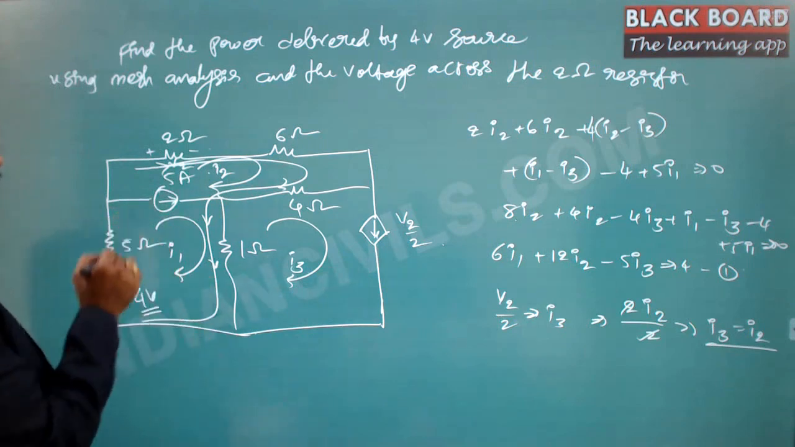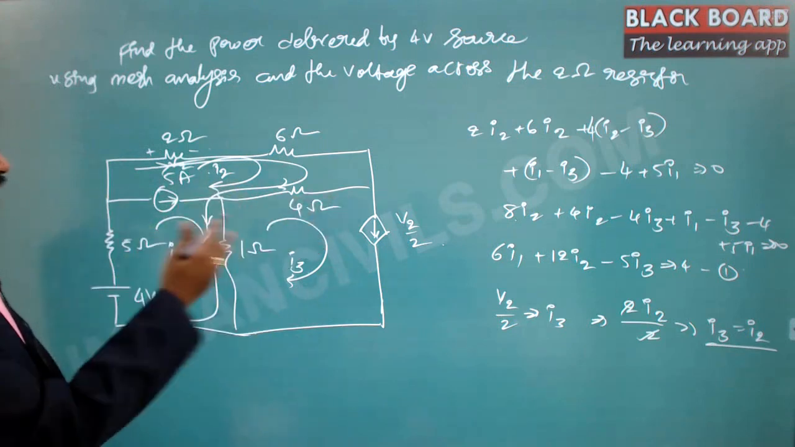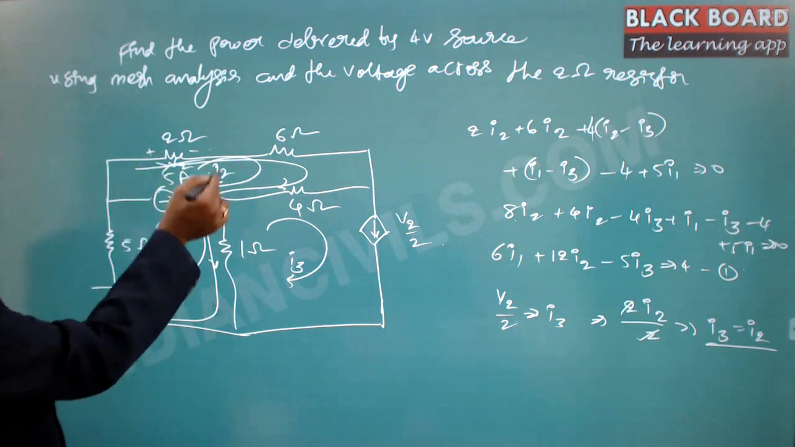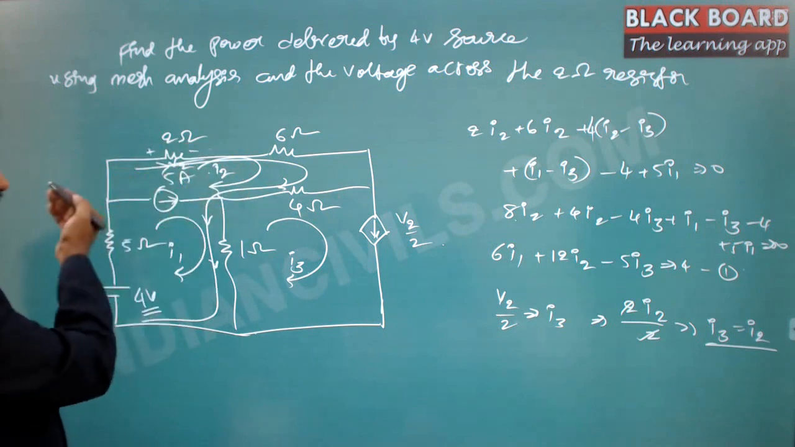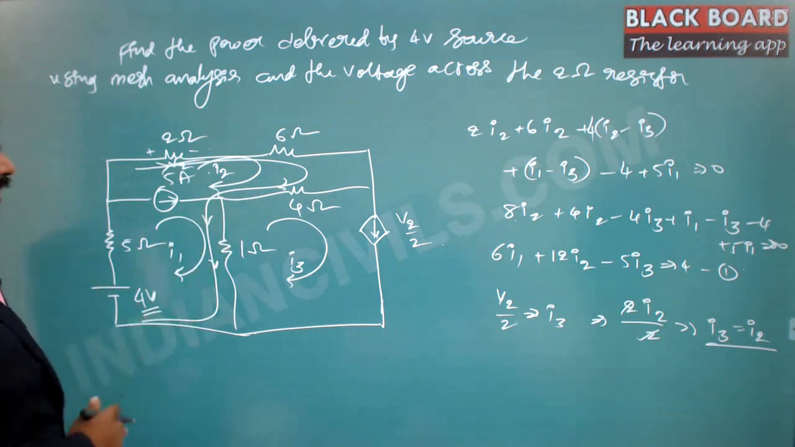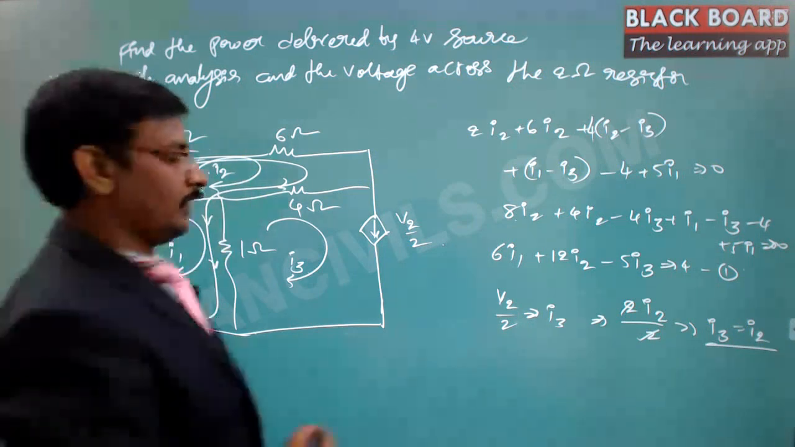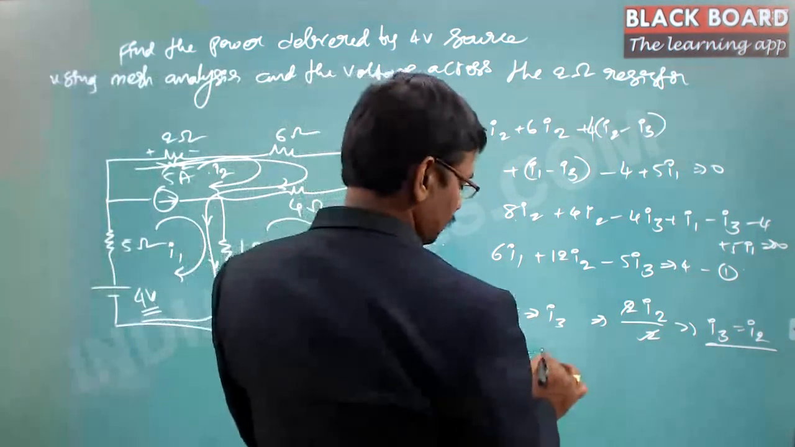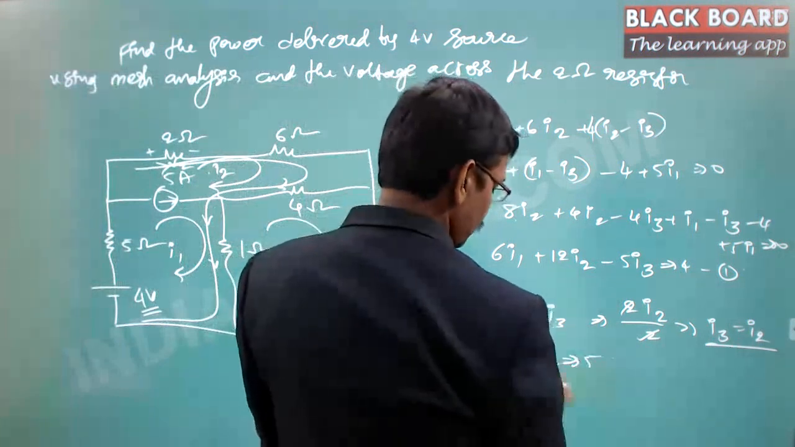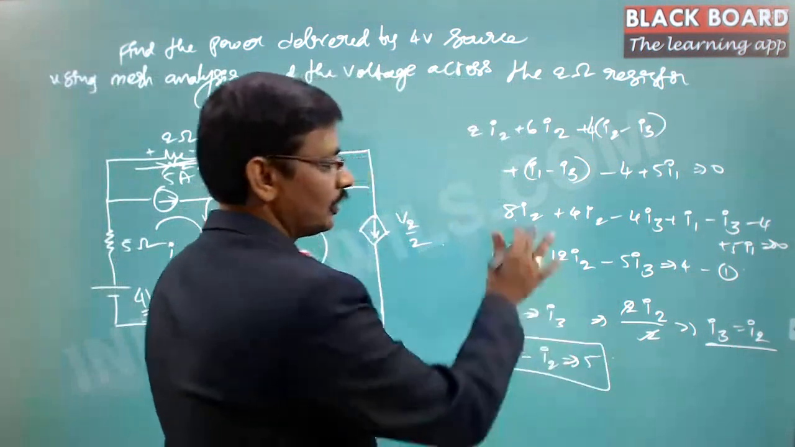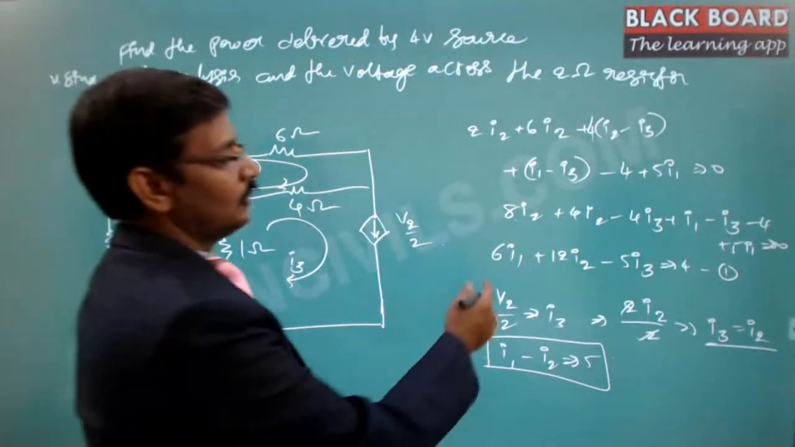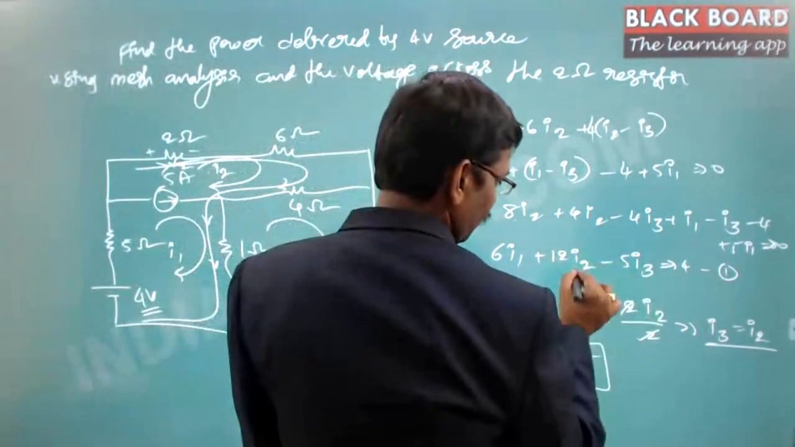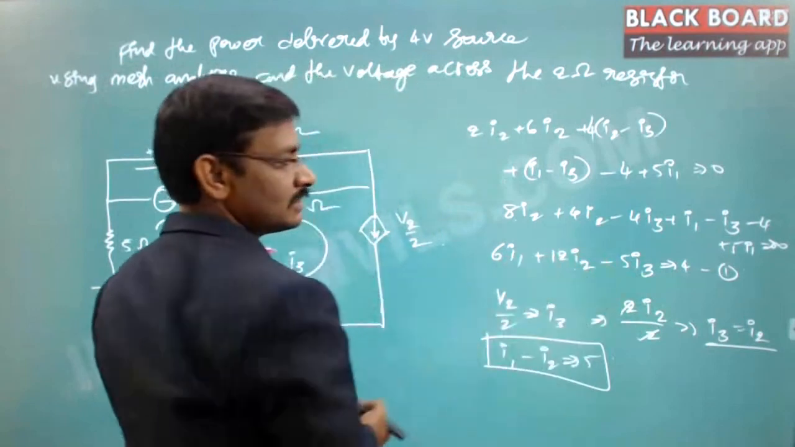And one more equation you can write is, the current 5 amperes is passing from left to right, and the loop 2 current I2 is from right to left and I1 is from left to right. So I1 minus I2 is equal to 5. So this is one more equation. You can put all the values in these equations to get the value of I1. With I2 equal to I3, everything is I2.